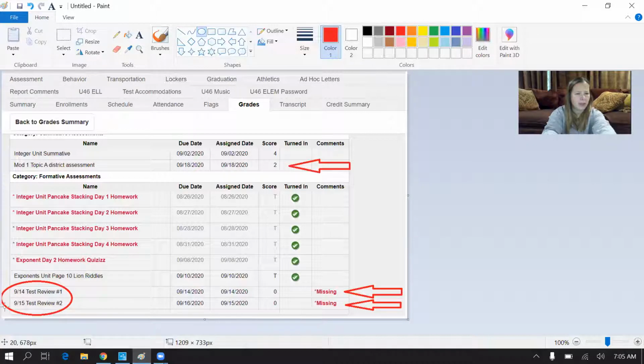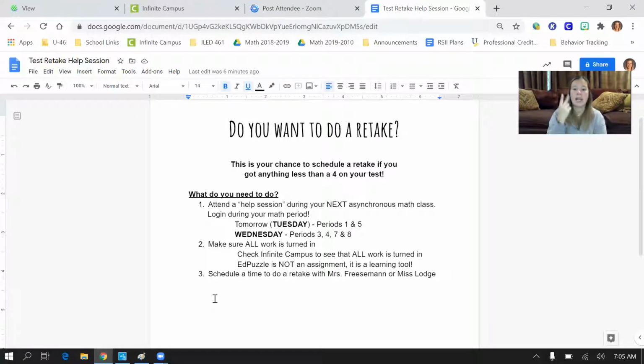Well, if I look down at the bottom, I have 2 missing assignments. I'm missing test review number 1 and test review number 2. Before I can do a retake, I need to turn both of those assignments in. So those are the 2 things that I need to work on. After I am done turning in what I've missed and I've attended the help session, I'll schedule a retake time with Mrs. Friesman or myself, okay?